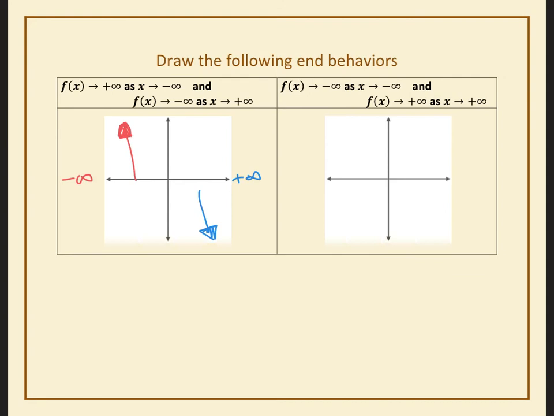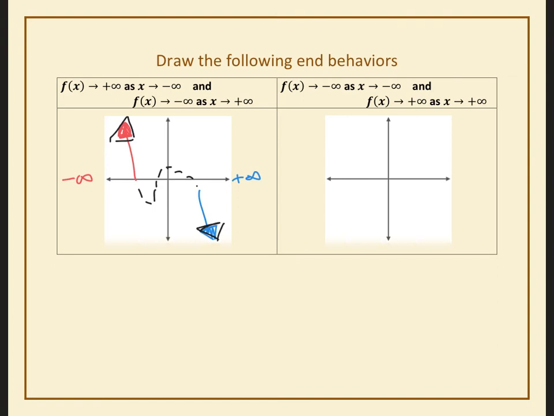So it doesn't matter what's happening to the graph here. It can curve multiple times. Okay, it does not matter. What matters is that end behavior. So that's where the ends are going to go.